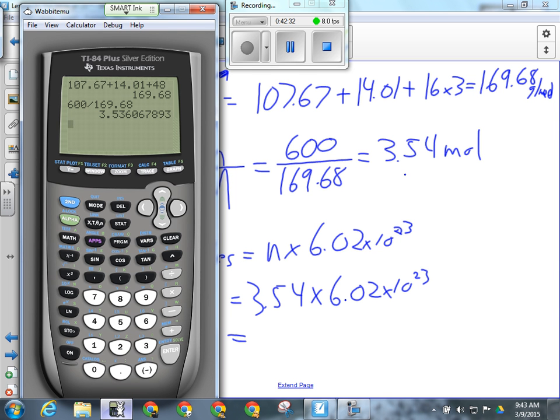Okay, if you have a TI, I'll show you how that works, and then I'll tell you how it works on other kinds of calculators. Okay, so on a TI, because I'm assuming a lot of you have that, we're going to take our 3.54, and we're going to multiply it by Avogadro's number. Avogadro's number has to be put in brackets. Okay, it's got to be isolated from everything.